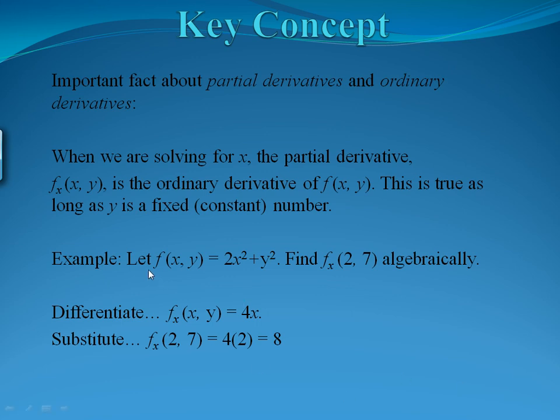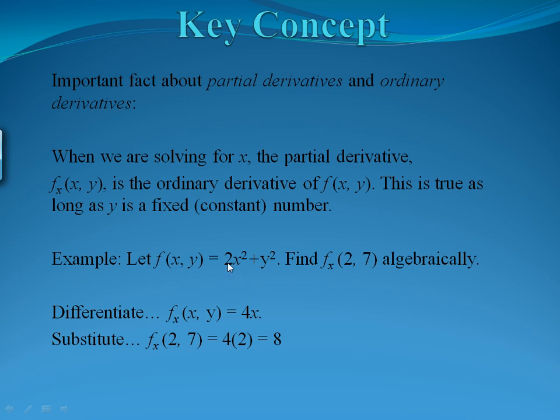So suppose we have the function f of x, y equals 2x squared plus y squared, and we want to find the partial derivative with respect to x at (2, 7). Since we're taking the partial derivative with respect to x, that means that y, our other variable, is treated as a constant. So the first thing we want to do is find the general partial derivative with respect to x. So we go term by term, and everything that's not x is a constant.